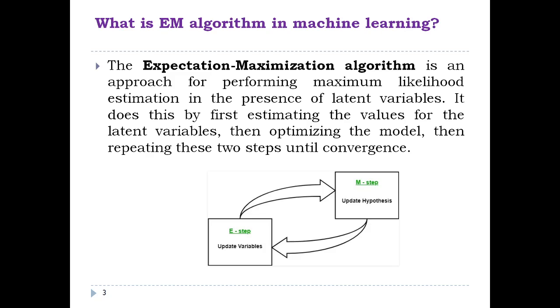The expectation maximization algorithm, that is the EM algorithm, is an approach for performing maximum likelihood estimation in the presence of latent variables. It does this by first estimating the values for the latent variables, then optimizing the model, then repeating these two steps until convergence. So this algorithm is based on two steps: one is the E step and the next one is the M step, the expectation step and the maximization step.